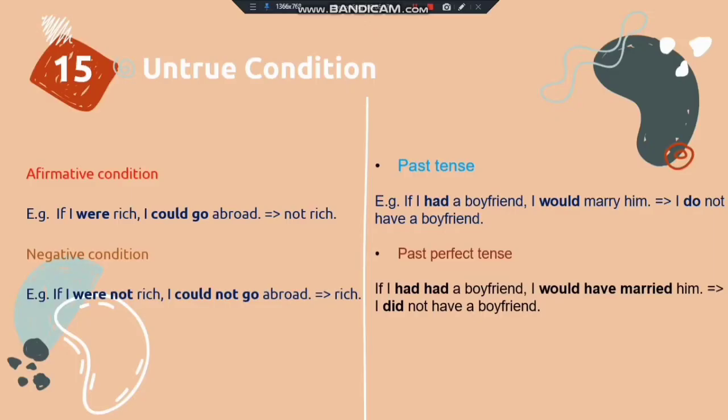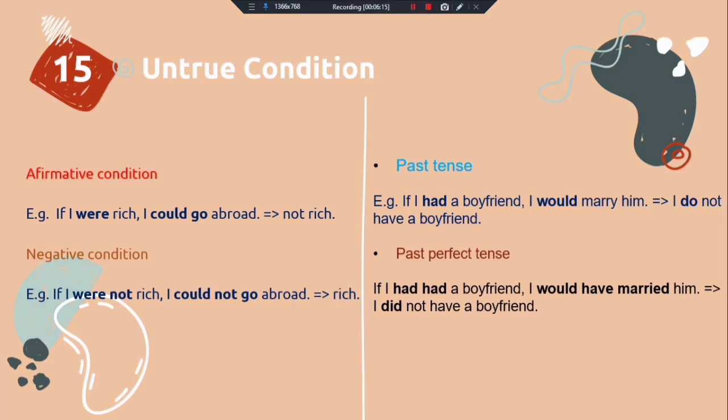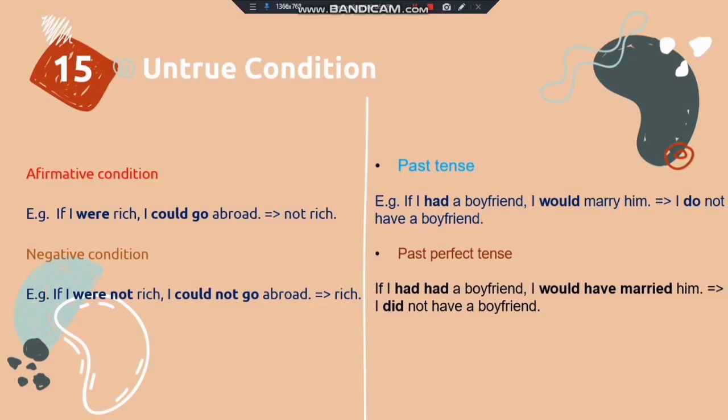And then past tense. Then choose the answer that implies a present reality. For example, if I had a boyfriend, I would marry him. Then choose the answer that means I do not have a boyfriend. And then the last one is past perfect tense. You have to choose the answer that implies a past reality. For example, if I had a boyfriend, I would have married him. So choose the answer that means I did not have a boyfriend.